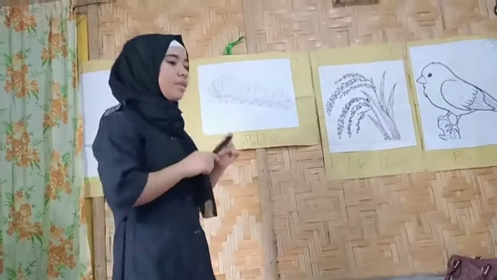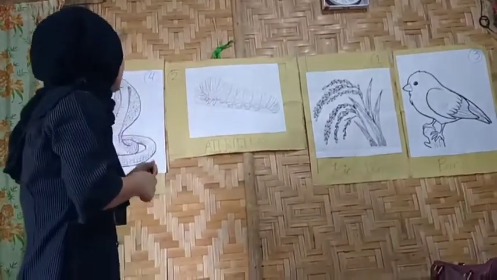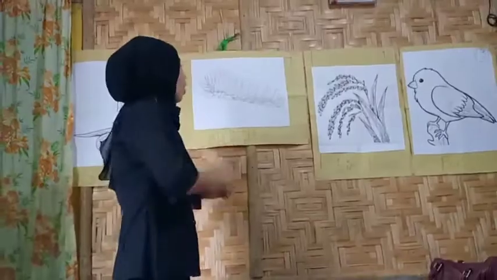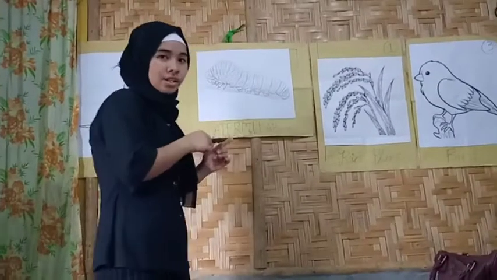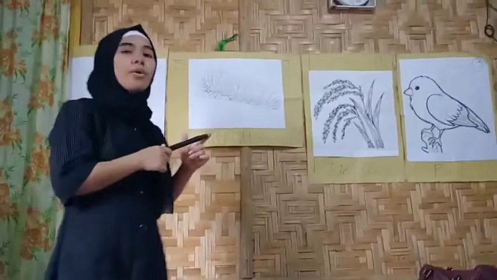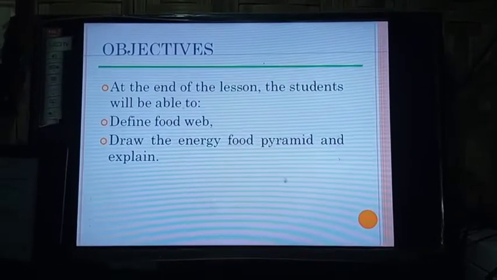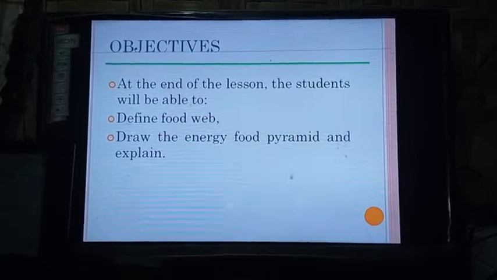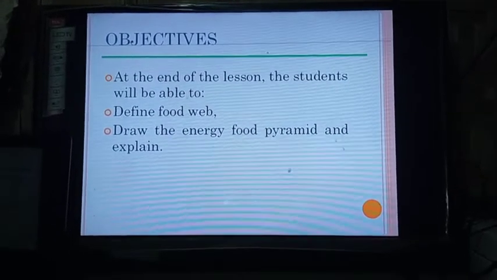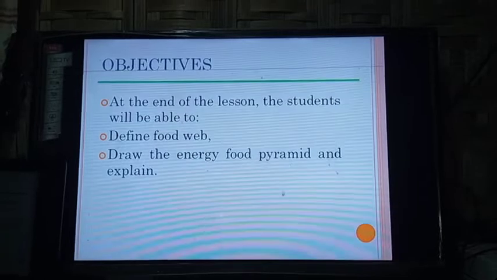Okay, very good. So now guys, all of these pictures are connected to our topic for today. So guys, in our topic for today, here's our objectives. So let's read this together.